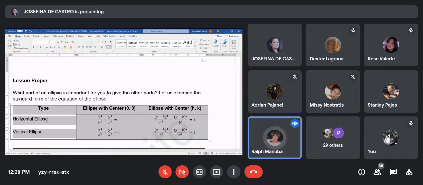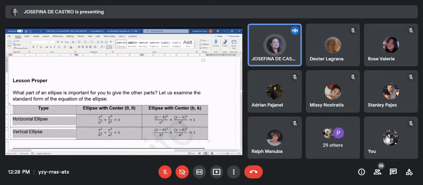Ma'am, I think po yung center po, tas yung value ng A and B. Okay, correct. Yung center, dapat alam mo ang center kung HK or 0,0 yan. And also, the value of your A and B. So, yung A is the semi-major axis and ang B natin is the semi-minor axis. Yes, dapat yun ang alam mo for you to give the equation of the ellipse.